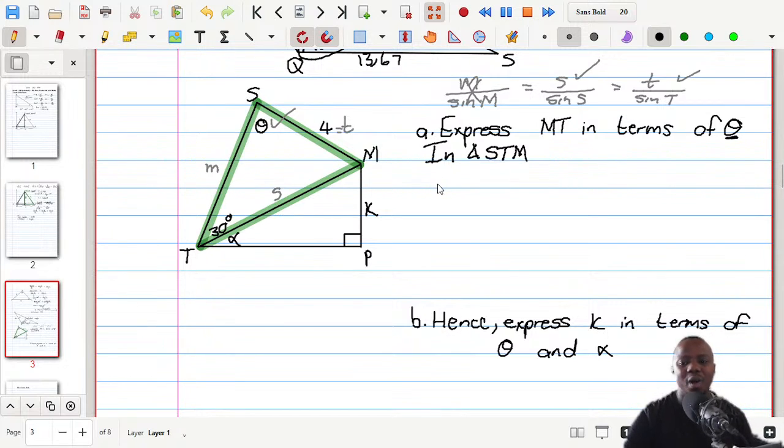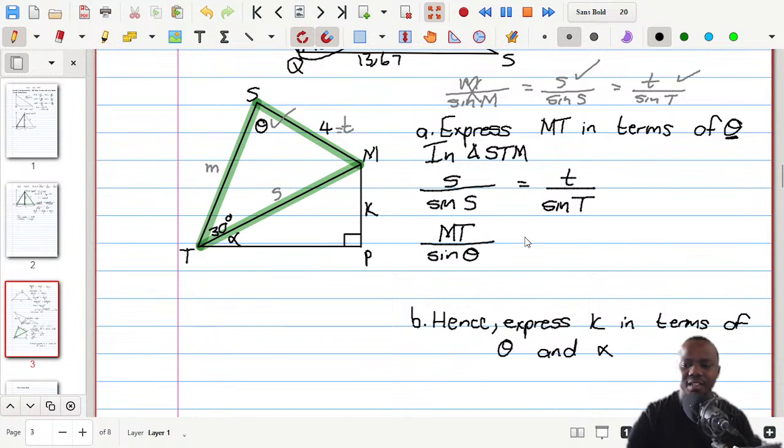So for s, let me just write this down first. s over sine of s is equal to t over sine of t. Now, for s, we have got MT, that's what we're solving for, divided by sine of s. This is sine of theta. This will be equal to t, which is 4, over sine of t, which is sine of 30.